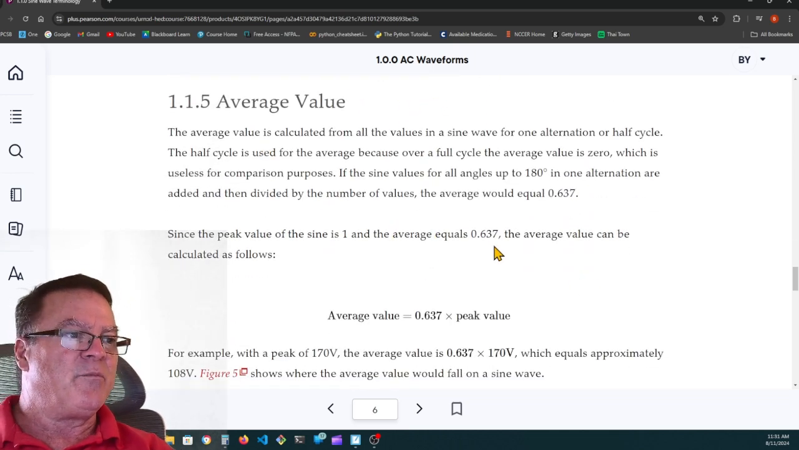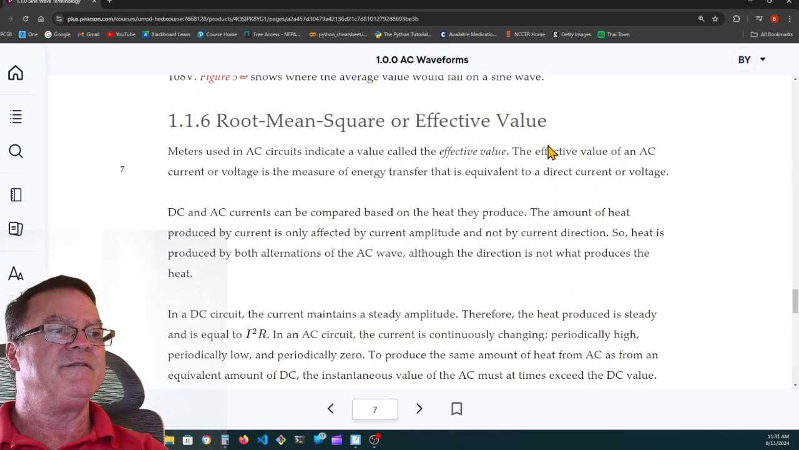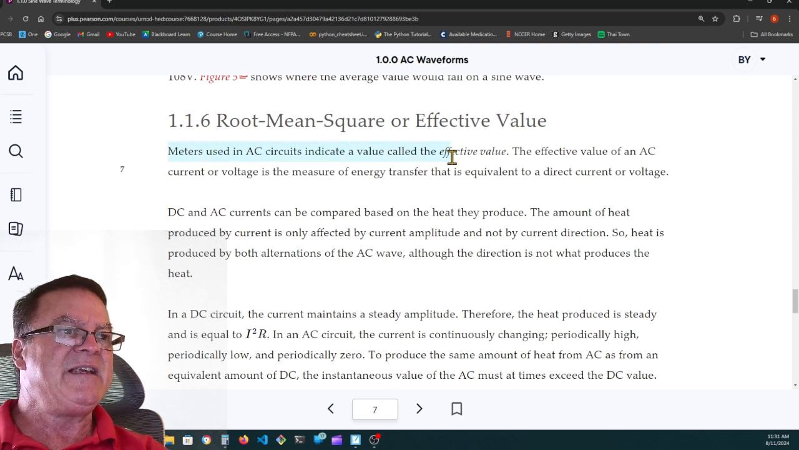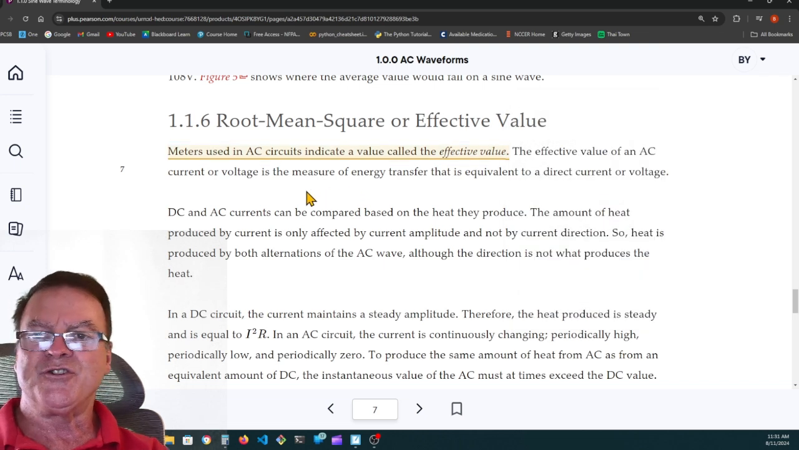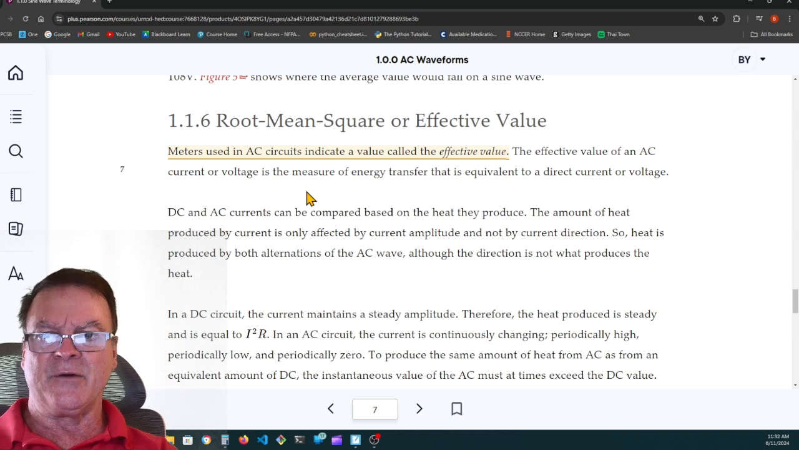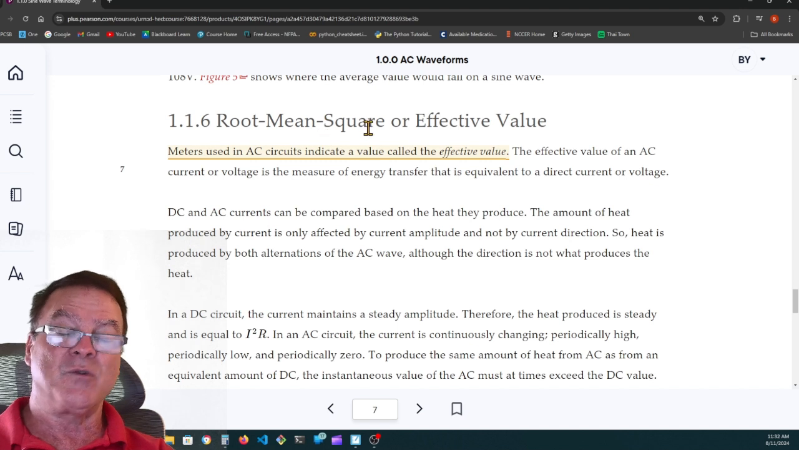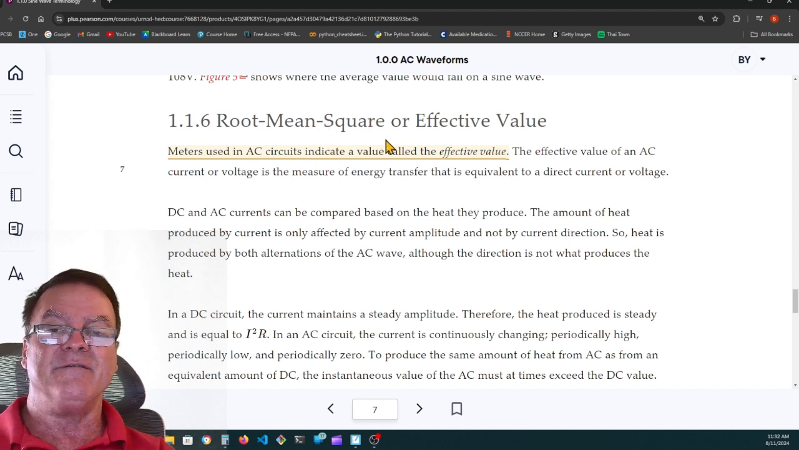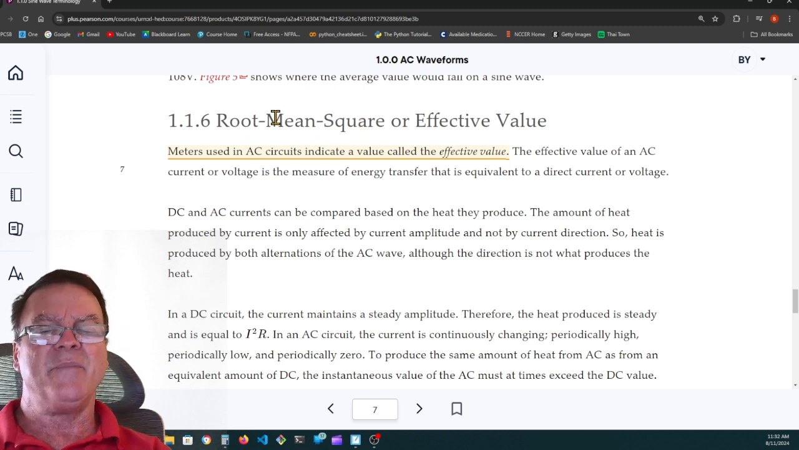So there's your average value, 0.637 times peak value. That gives you average. And here's effective value. Meters used in AC circuits indicate an effective value. So when you put your meter in the wall, it doesn't tell you it's 170 volts. It tells you it's 120 volts. It takes into consideration the root mean square, and that's the way they find the value of the effective value. It's long and drawn out. Suffice it to say, they use calculus and they come up with this root mean square. It's the root of the mean of the square.